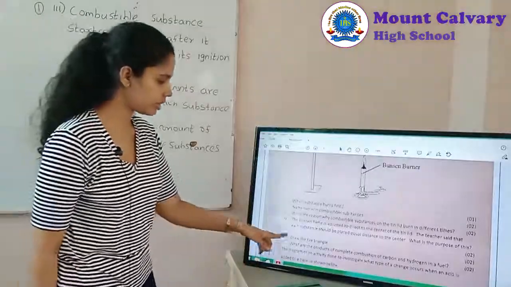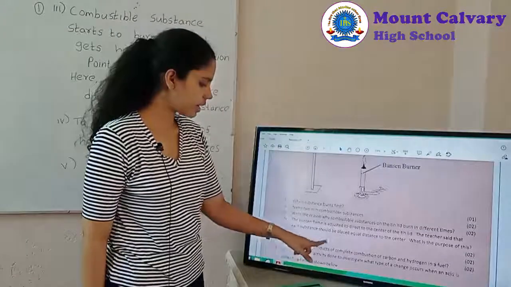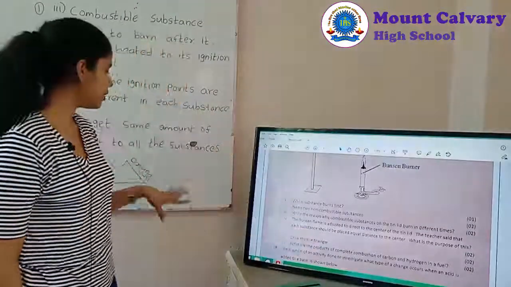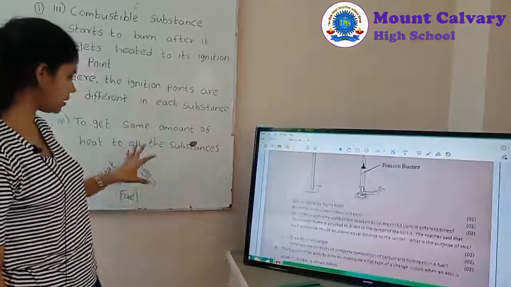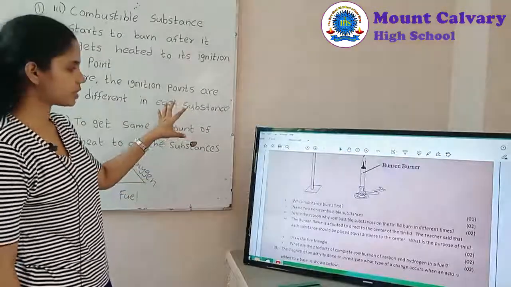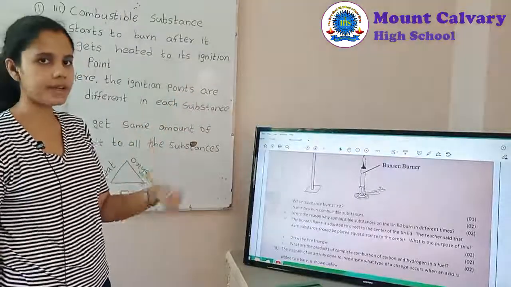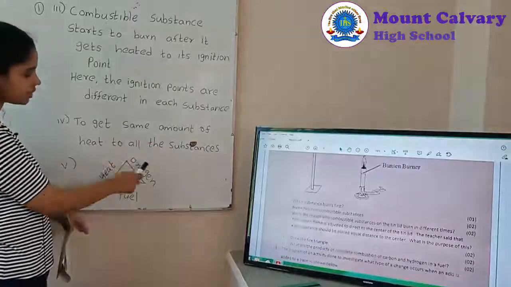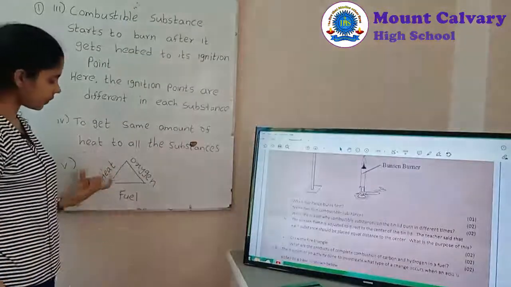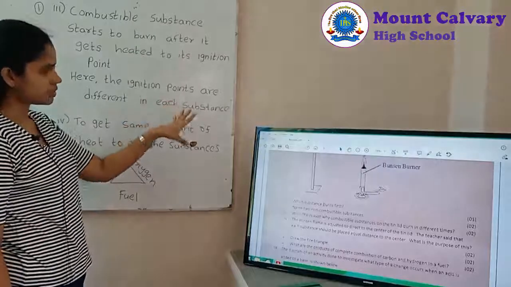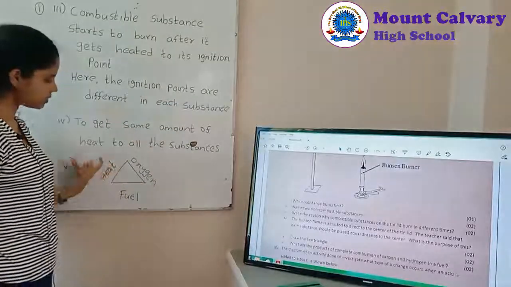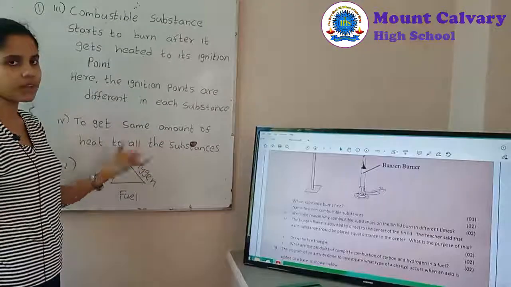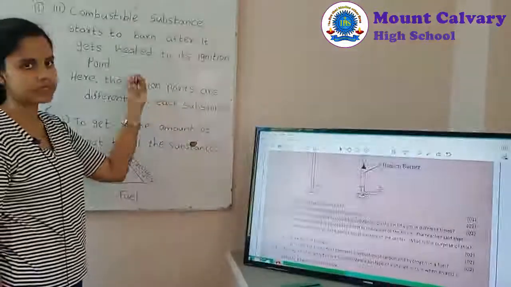The next question is, draw the fire triangle. You know that there is a fire triangle. Three things are needed for a substance to burn. What are those three components? Heat, oxygen, fuel, right? Without heat, no substance will start to burn, so heat is needed. Then oxygen is needed. Without oxygen, again the substance won't start to burn.